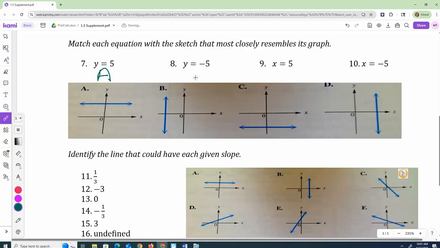Y equals -5 is a horizontal line at -5. So that's C. X equals a number is vertical. So x equals 5 is a vertical line at 5. So that's D. X equals -5 would be a vertical line at -5. So that one is B. Did we get those?